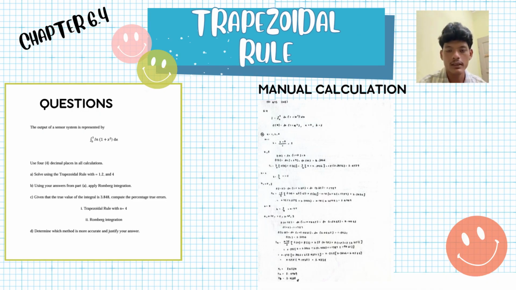Thank you. In our chapter 6.4 manual calculation, we use the trapezoidal rule. The trapezoidal rule is applied with three different numbers of subintervals, namely n equals 1, n equals 2, and n equals 4. For each value of n, the interval from 0 to 3 is divided accordingly, and the corresponding function values are calculated using 4 decimal places. The trapezoidal formula is then used to estimate the value of the integral.